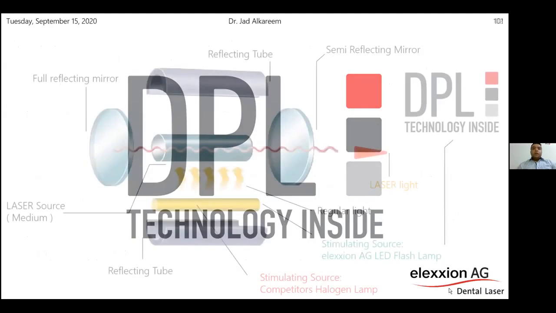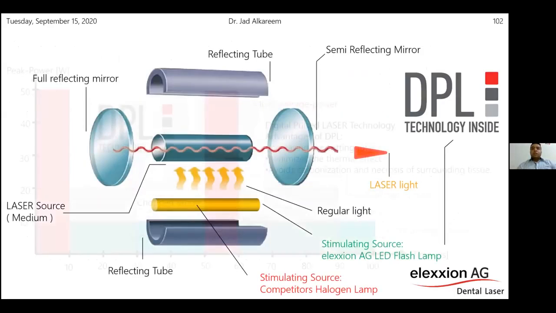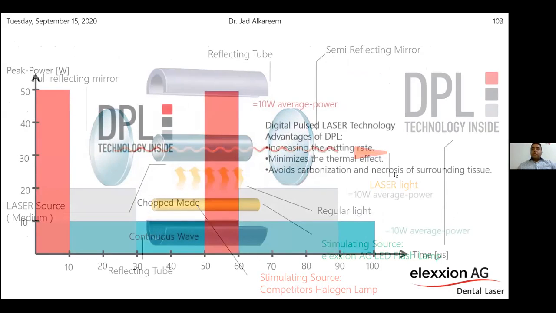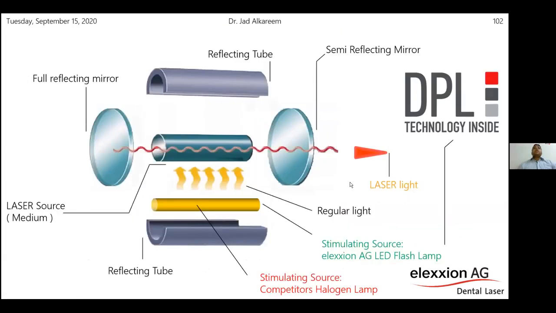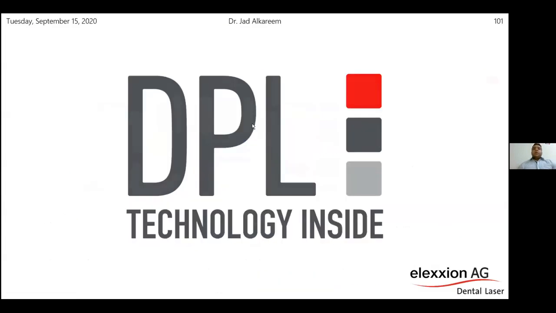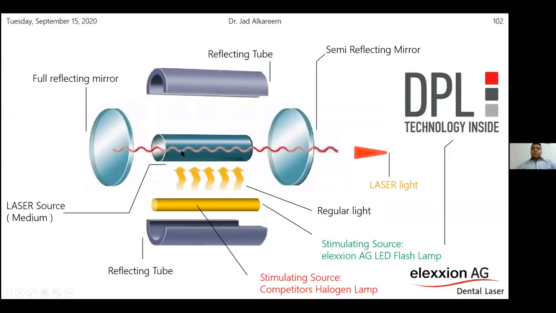I will go right now through the clinical applications. I just need to mention one thing regarding Alexion lasers. As we spoke earlier in the first slides about the laser production units, most of the diode laser companies use an external stimulator to stimulate the laser medium. Mostly they use a halogen lamp, but for Alexion, we are currently using an LED flash lamp.